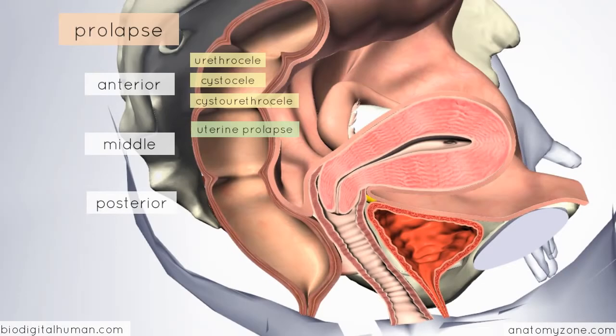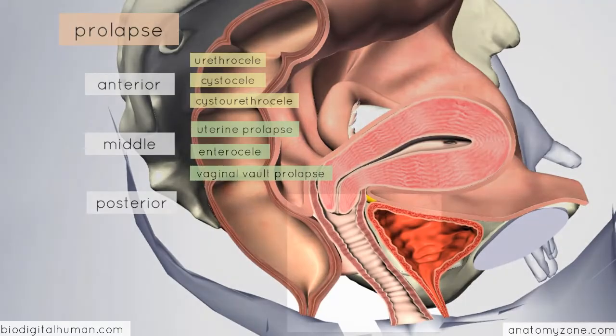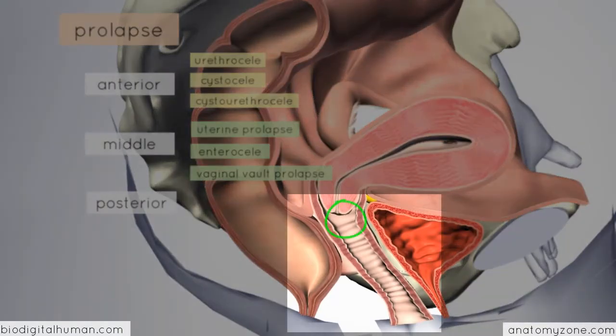And then also in the middle compartment, remember just behind the uterus and posterior to the supravaginal region, you've got the pouch of Douglas, which is this pouch of peritoneum. So when this herniates down, this is known as an enterocoele, and it bulges into the posterior wall behind the uterus. So another type of prolapse in the middle compartment is the vaginal vault prolapse. So this is something you get after hysterectomy, where the superior end of the vagina prolapses and you get inversion of the vagina.